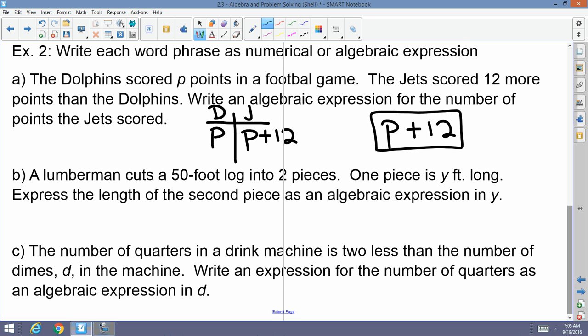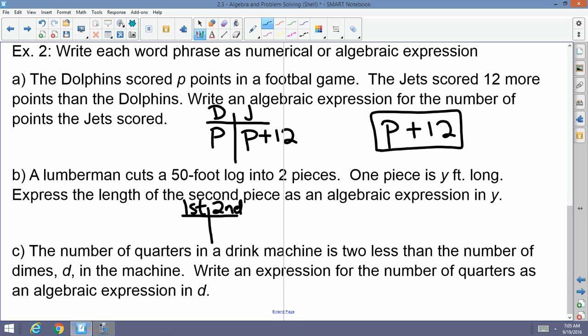A lumberman cuts 50-foot log into 2 pieces. One piece is y feet long. Express the length of the second piece as an algebraic expression in y. Okay, so a lumberman cuts a 50-foot log into 2 pieces. All right, so we know we have 2 pieces. Let's make a little table. We got the first piece and we got the second piece.